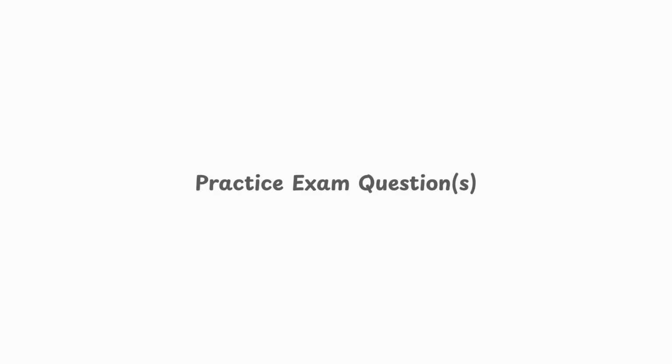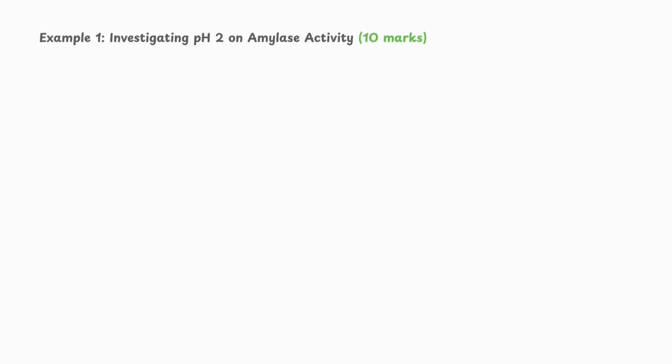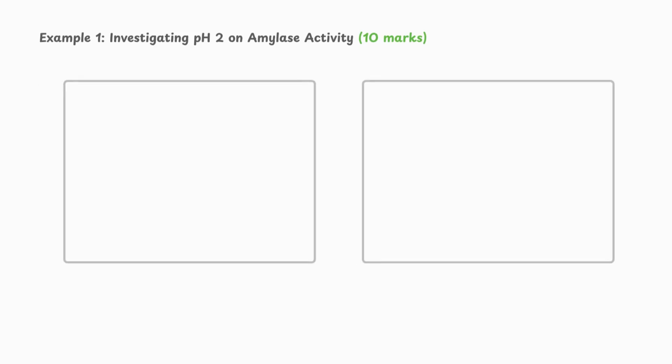Let's dive into some exam-style practice questions. You can pause the video and try it yourself. In this example, we're going to investigate what happens to amylase in a very acidic environment. So what do you think will happen at pH 2, which is highly acidic?